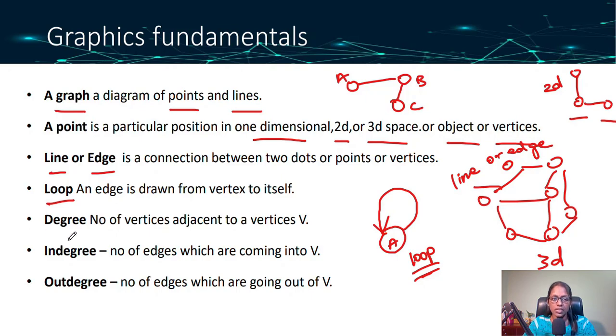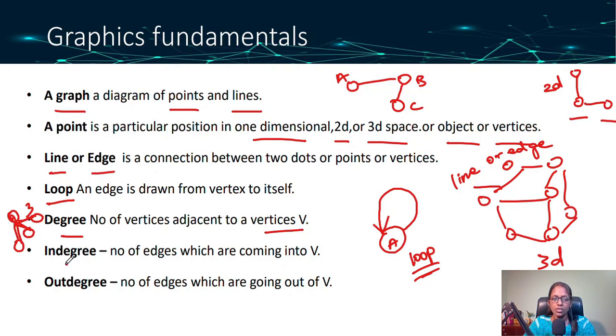The next one is degree. Degree is the number of vertices adjacent to a vertex. For example, A is a vertex. What is the degree of A? How many adjacent vertices are there? That is, from A, how many lines are connected? 1, 2, 3. So 3 is the degree of vertex A.